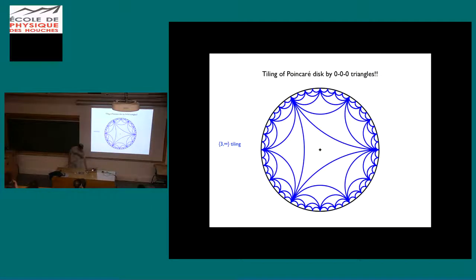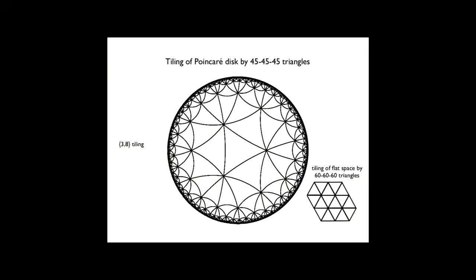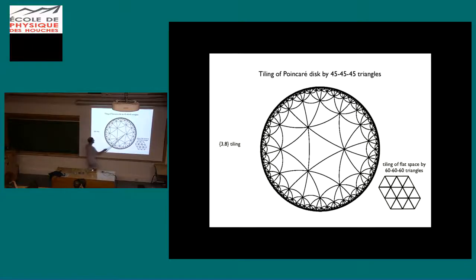Sure. So if you pick one of the points where there are eight triangles that meet, yes. If you go around that circle, it should add up to 360 degrees. It does. So the interior angle of those triangles is 360/8. That's right. Yeah, 45.